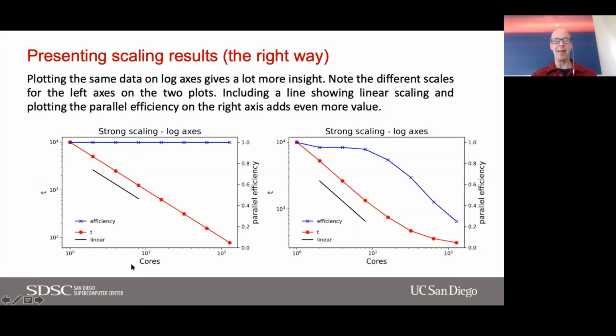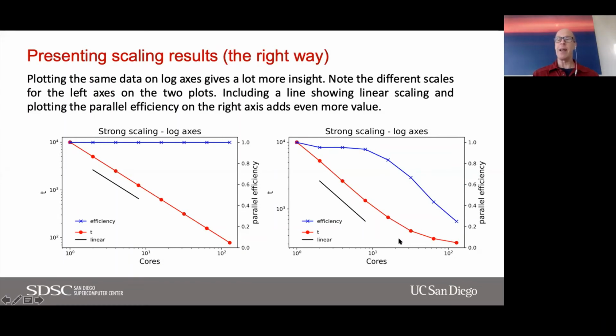Generally, you're not going to see this. This is an application that has absolute perfect scalability. Every time I double the number of cores, the runtime is cut in half. And you can see right across the top, that blue line, that parallel efficiency stays at 1.